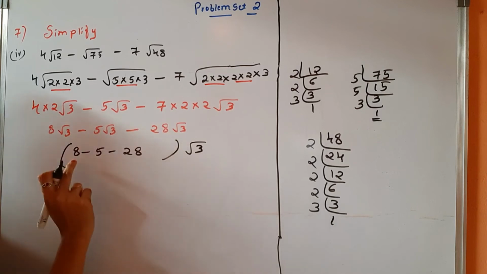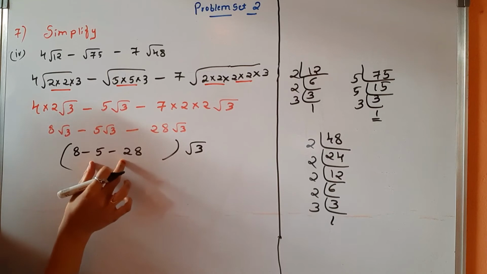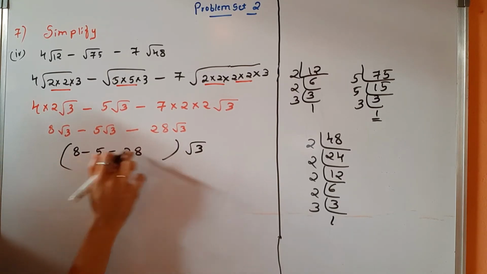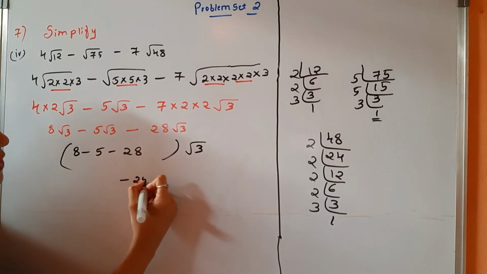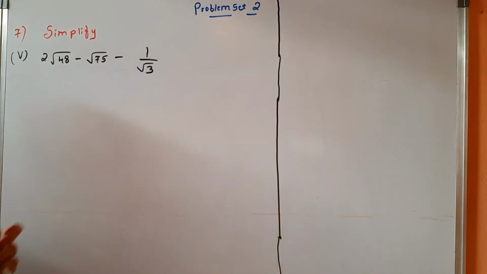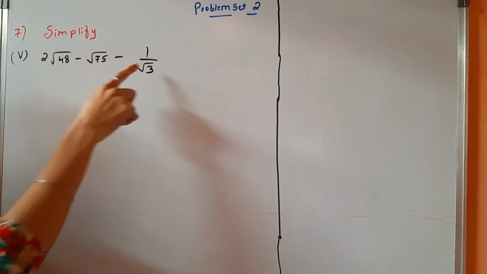It is up to you, you can take the same signs together and add, otherwise directly you can do. 8 minus 5 you know it is 3, 3 minus 28 you are getting answer minus 25 root 3. This is your final answer. Last sum of question number 7, that is 2 root 48 minus root 75 minus 1 upon root 3.